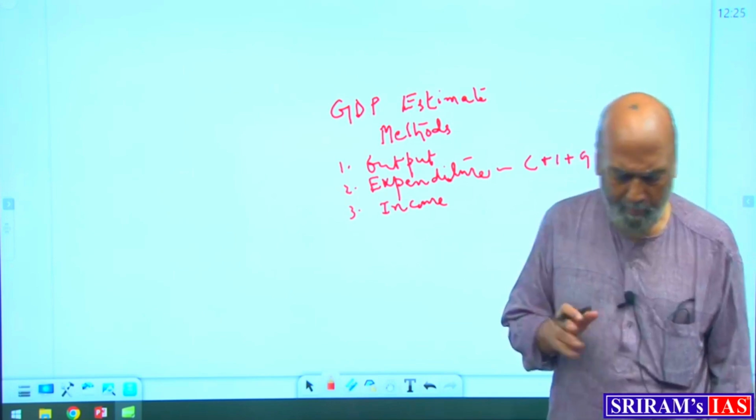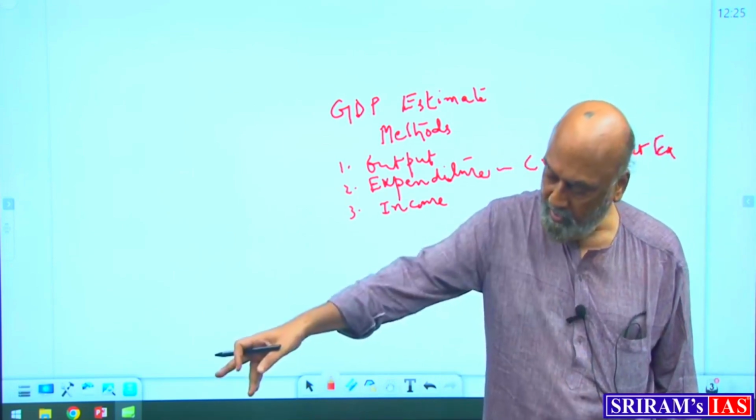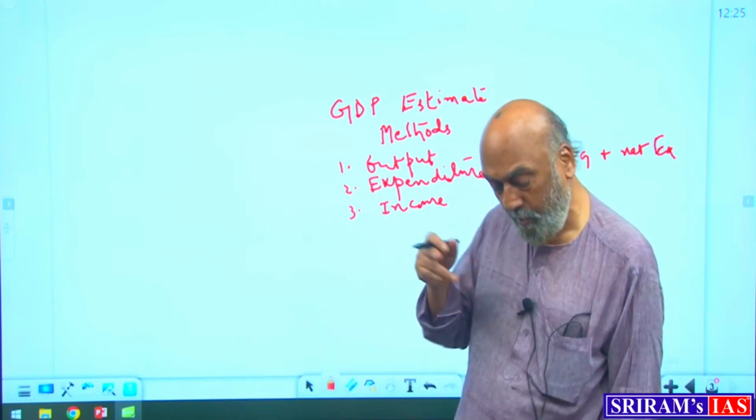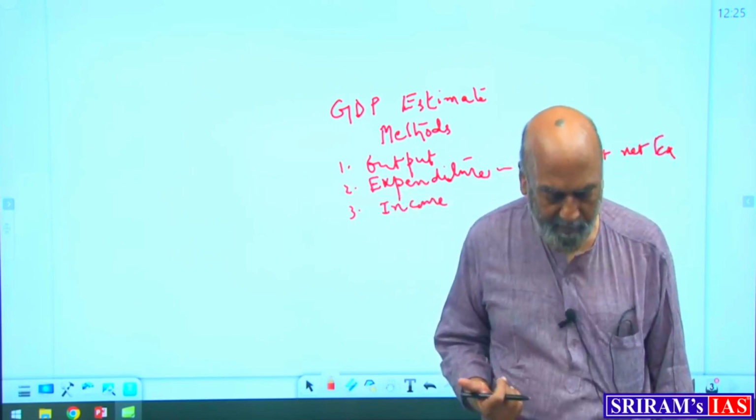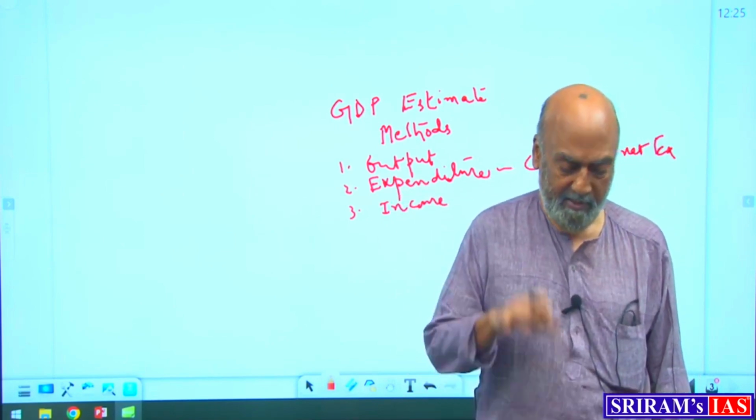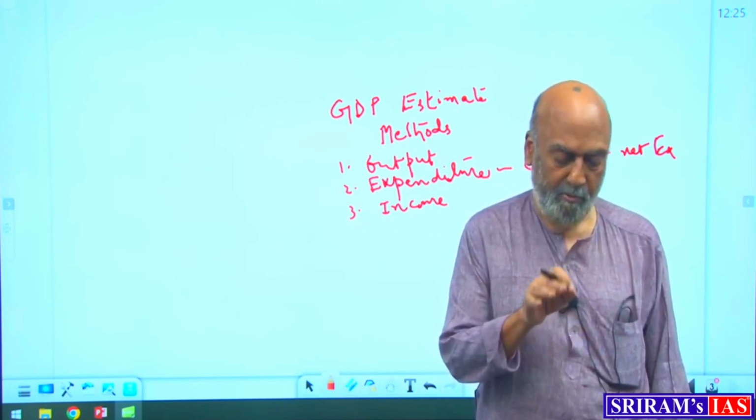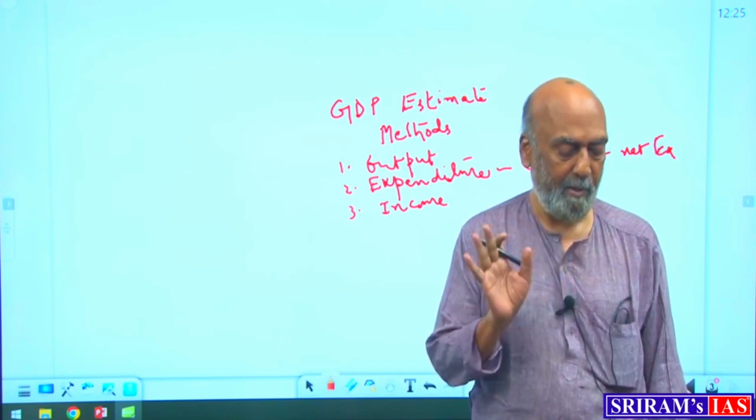C, I, G. But remember, some of the goods and services that you produced, people outside your country are buying. And some of the goods and services produced outside your country, you are buying. If you export for 100, if you import for 150, and if you net it out, then from this CIG, you take out 50 rupees. That will get you the GDP number.